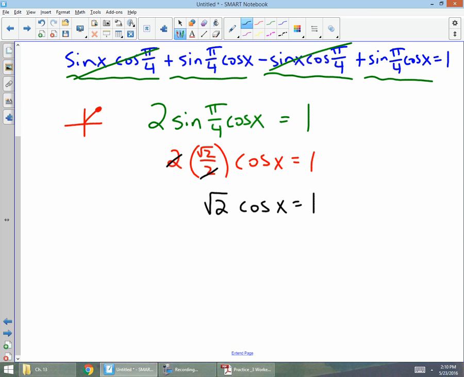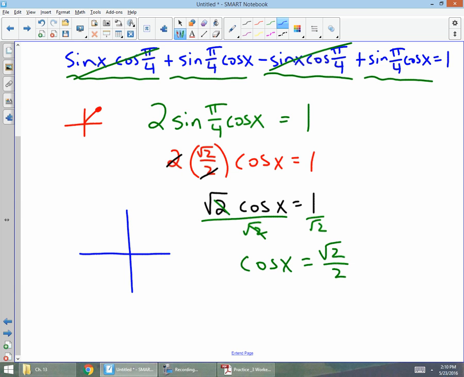Now, what should we do to solve for x? Okay, let's divide both sides by the square root of 2. The cosine of x equals 1 divided by the square root of 2. Let's rationalize the denominator. And where is the cosine of x square root of 2 over 2? And where else?